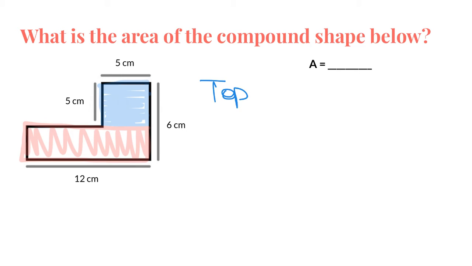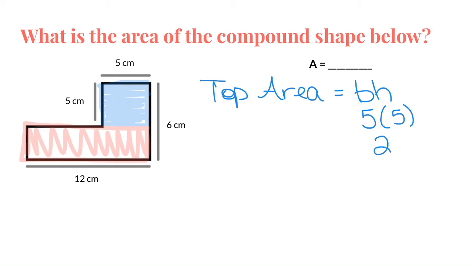Now, the top, we need to find its area, so base times height, because we're working with 2 rectangles. What's the base and the height for the one that's shaded in blue? 5 and 5. 5 times 5. And that would be? 25. Okay, so our top is 25 centimeters squared.